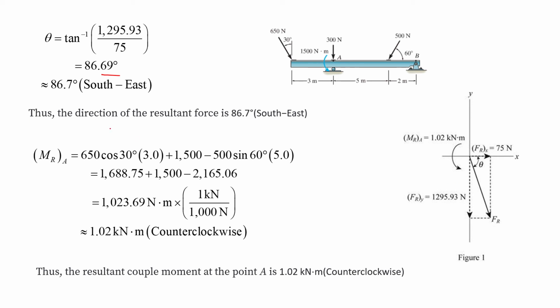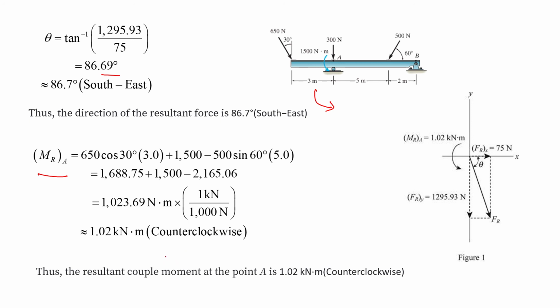So now we are going to find the moment about point A, the resultant moment about point A. So as you substitute the values, we can find the value of MRA, that comes out to be 1.02 kilonewton meter, and it's in counterclockwise direction because it comes out to be positive. And as we discussed, if the moment is positive, we'll consider it as counterclockwise.